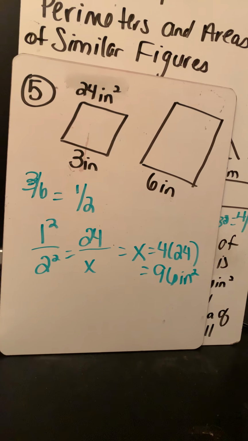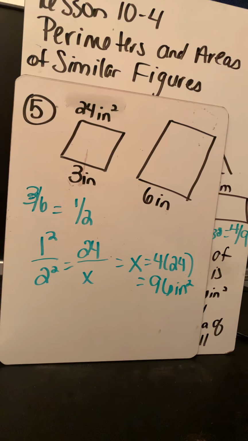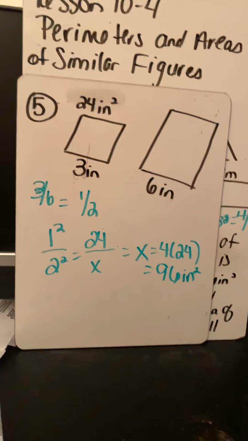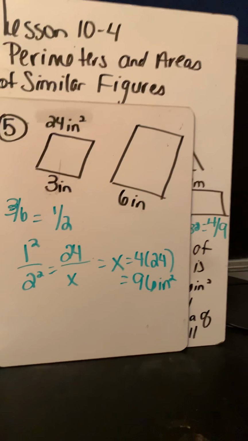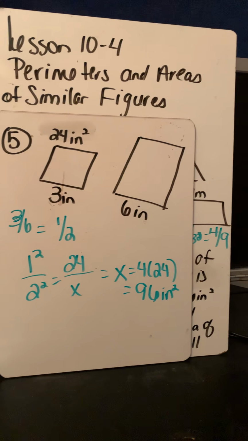Again, very, very simple assignment. Don't try to overthink. Keep it simple. Okay? If you think that it's too easy, you're doing it right. It's one of those types of assignments. Okay, so lesson 10-4, perimeters and areas of similar figures.